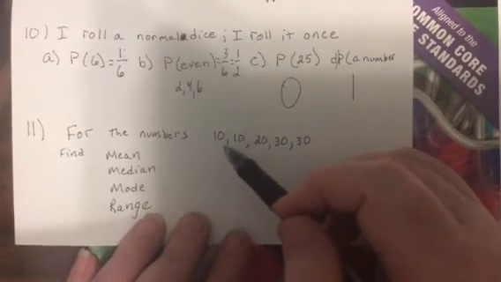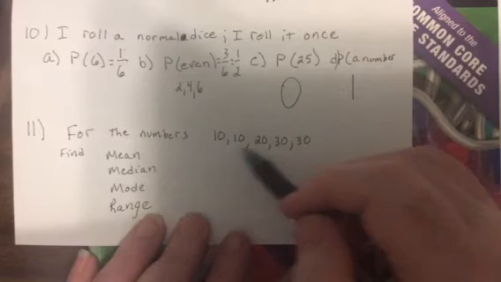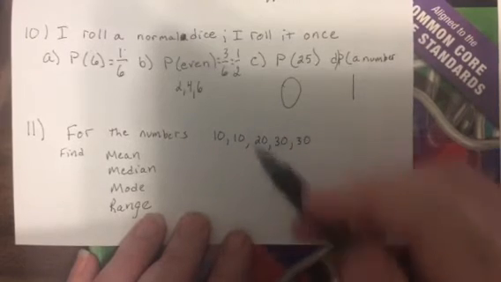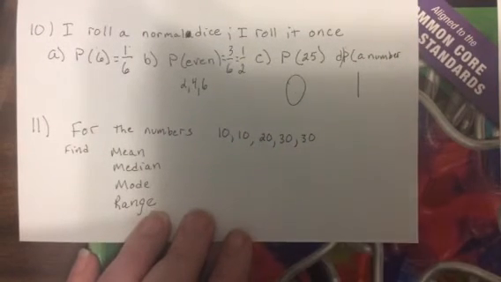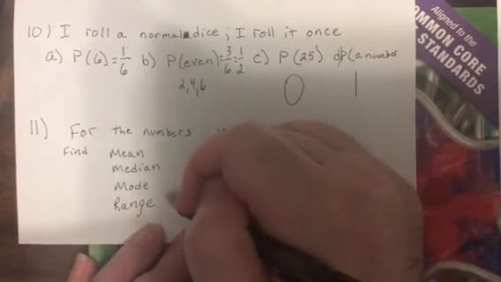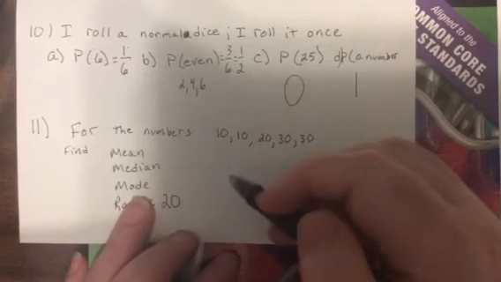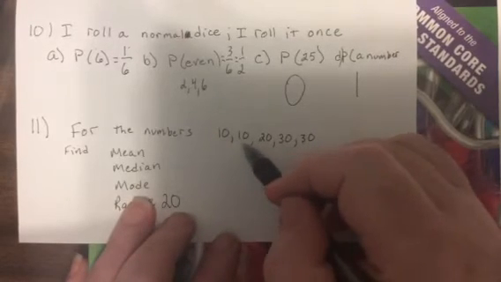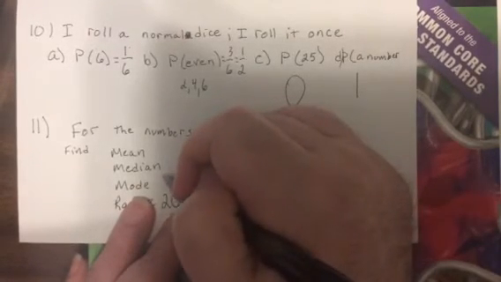Then mean, median, mode, and range. Range, I'll help you out. Now, first you got to order it highest to lowest or lowest to highest. Now, I already have it in order to save time, but always check that out. People get that wrong all the time. So it'd be 30 minus 10 is the range. The mode is what occurs the most. Well, you have 2 10s and 2 30s, so you actually have 2 modes.